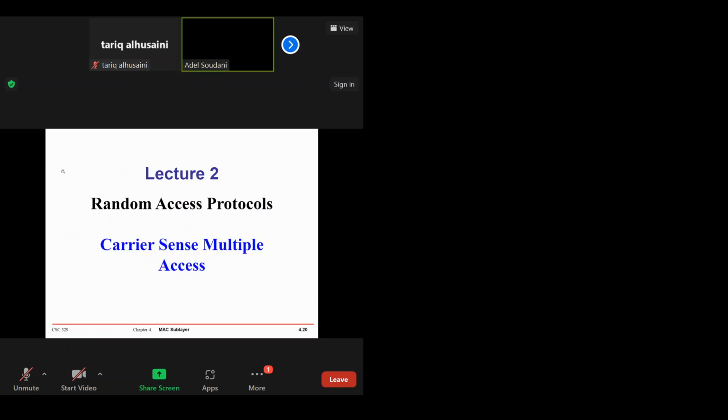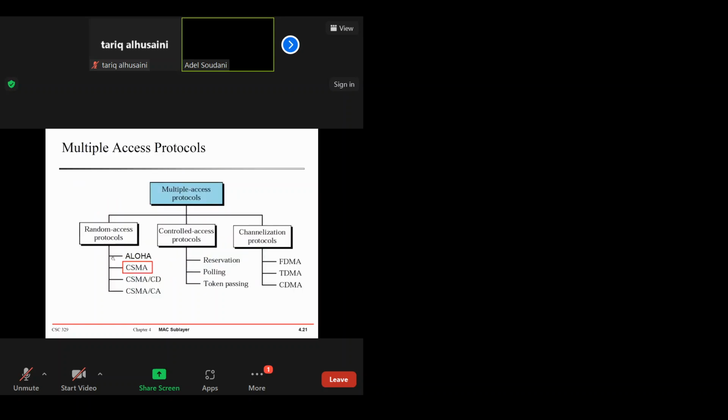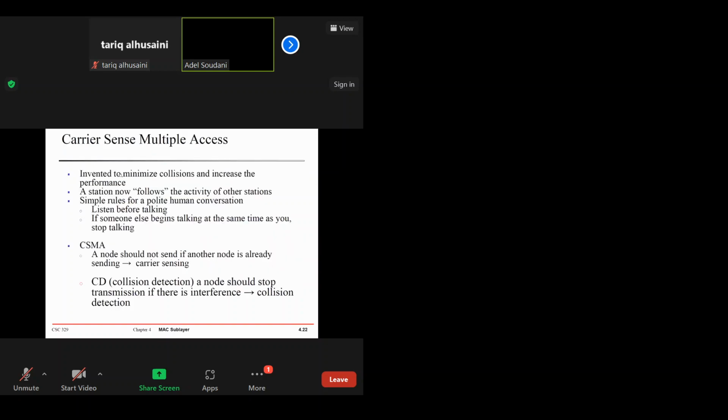Okay, now we are going to talk about carrier sense multiple access. So we have discussed the Aloha protocol. In the Aloha protocol, we have two versions, which are slotted Aloha and pure Aloha. And now we are going to talk about the CSMA algorithm. What does CSMA mean? CSMA means carrier sense multiple access.